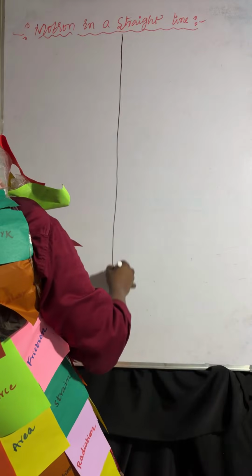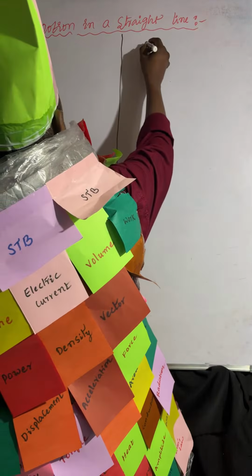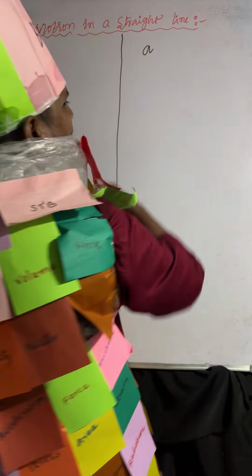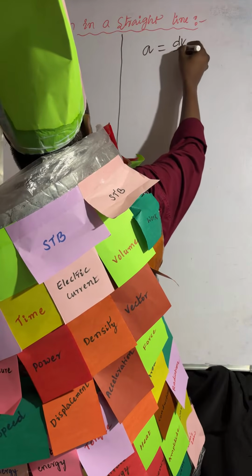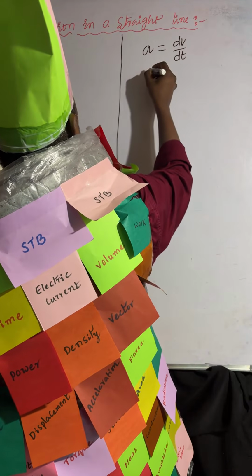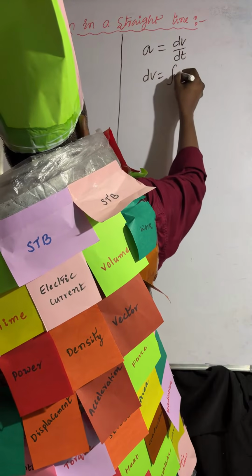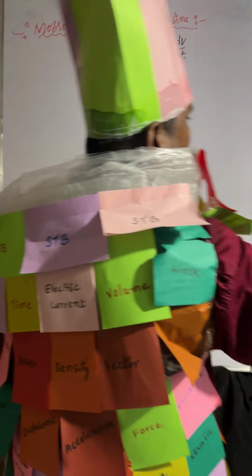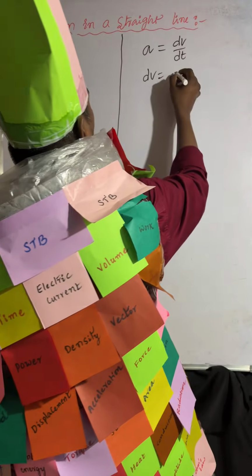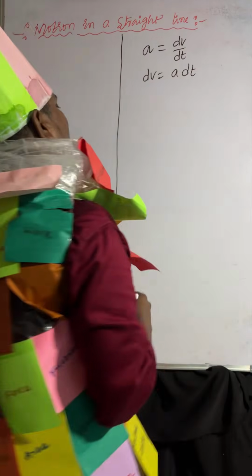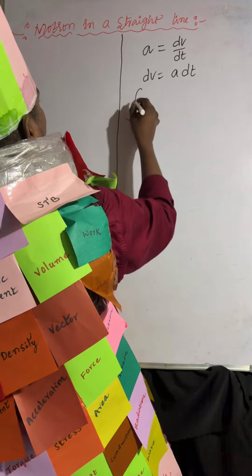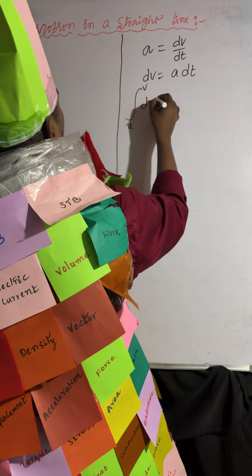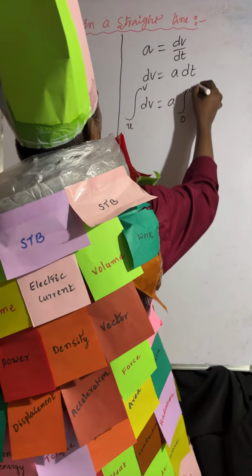So the body is moving with constant acceleration A. So A equals dv by dt. So dv equals A into dt, first you have to write. Later you can take integration on both sides. Then integral u to v dv equals A into integral 0 to t dt.